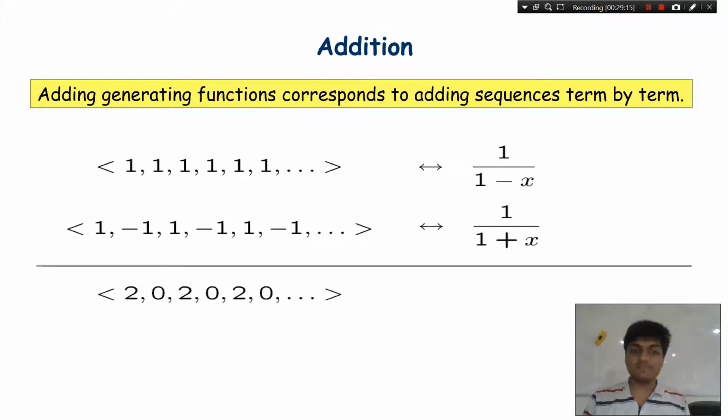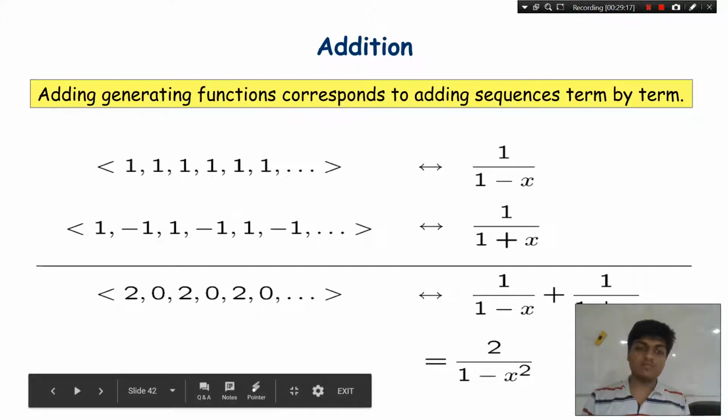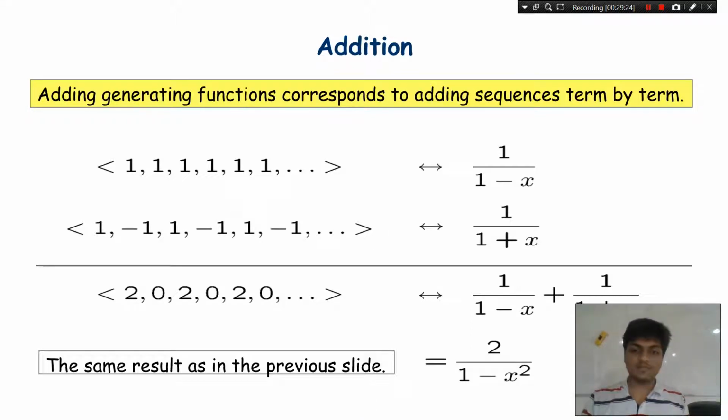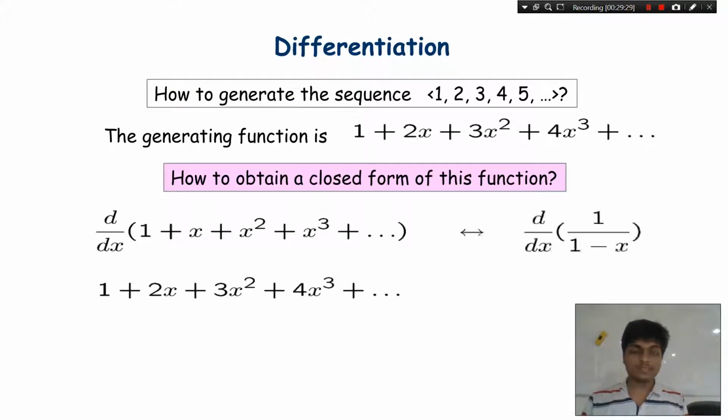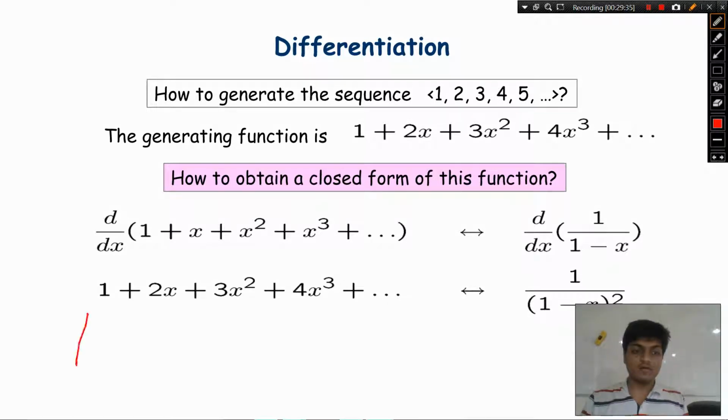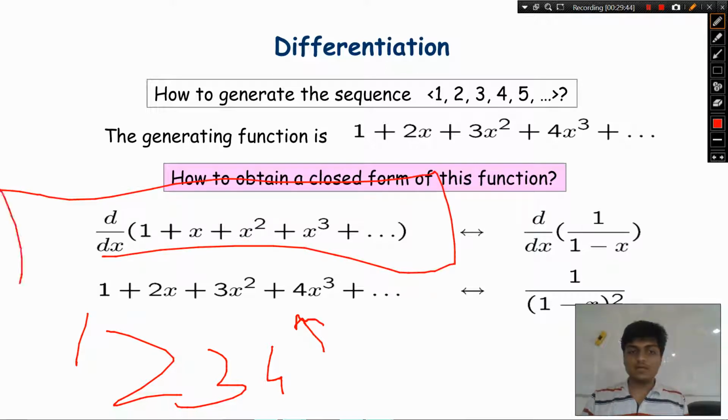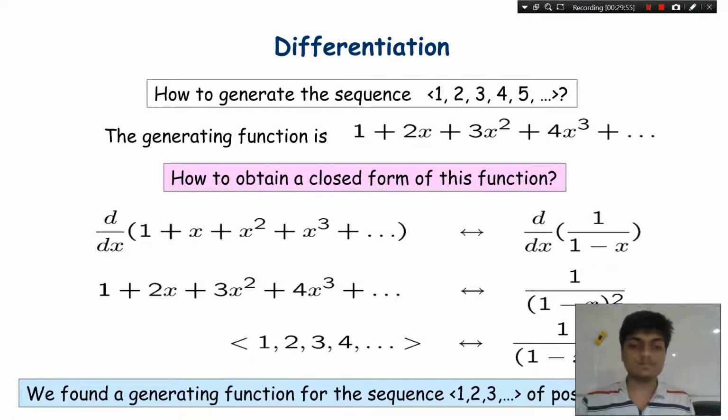Similarly, we can add generating functions to find the generating function of another sequence, right? So the generating function of this sequence can also be found by adding these two generating functions. Differentiating can also be used, so for example, the generating function of 1, 2, 3, 4, etc. is this, and it can be found by differentiating this series generating function. And the derivative of this is just 1 plus 2x plus 3x squared, and so on, right?